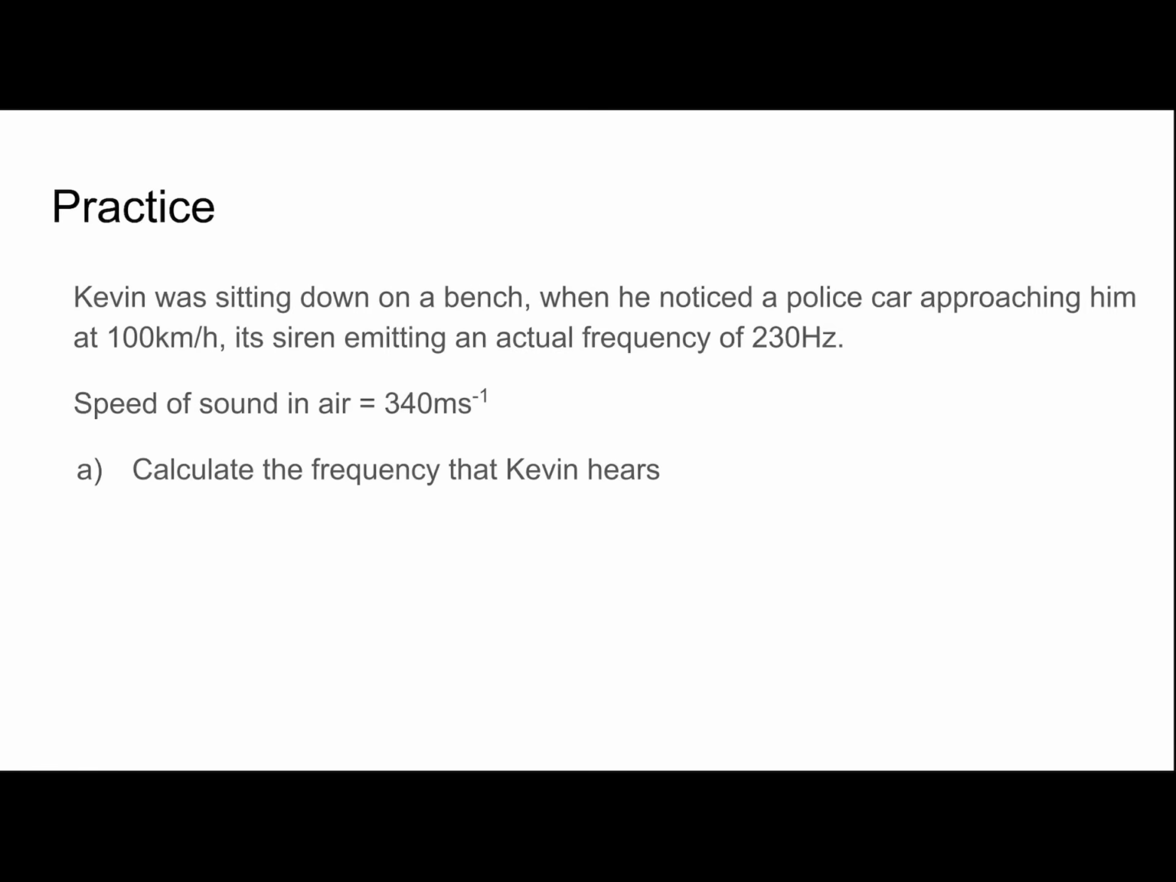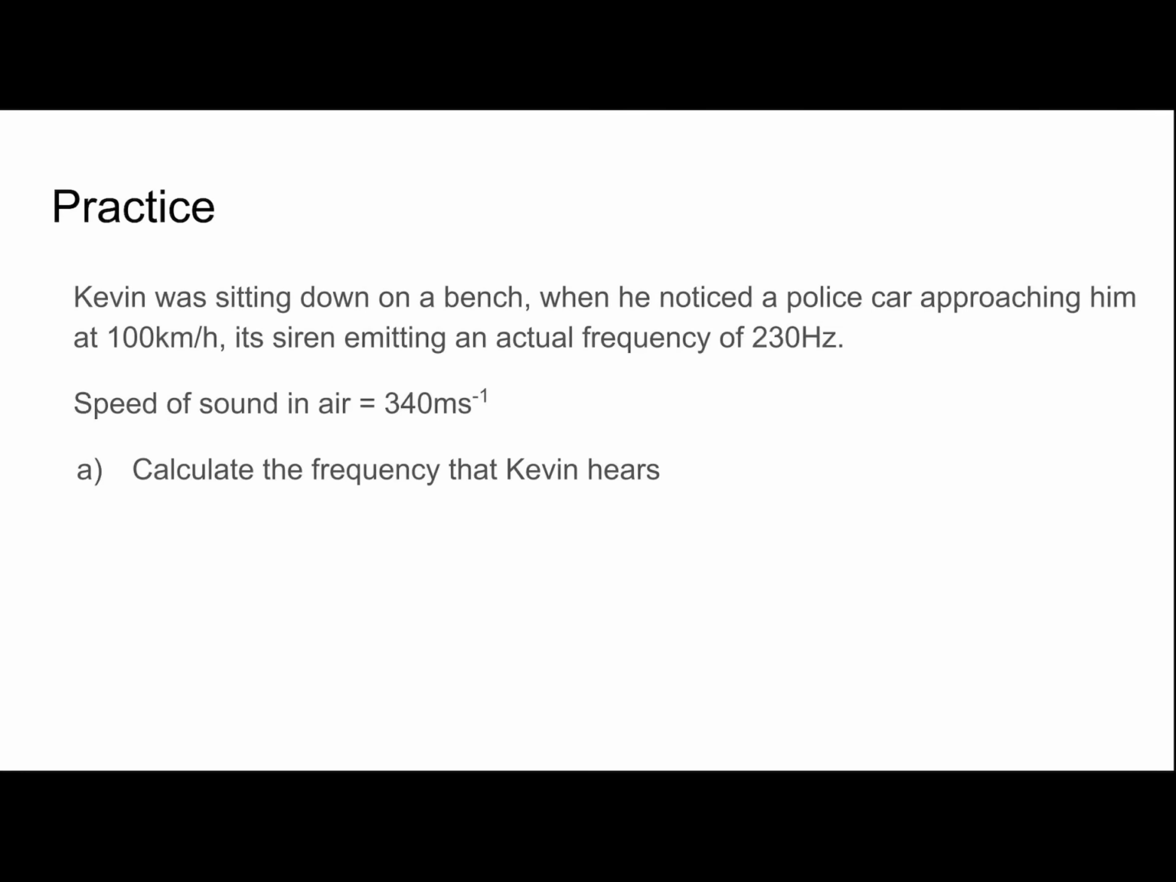Right, here's a practice question. Kevin was sitting down on a bench when he noticed a police car approaching him at 100 kilometers per hour. Its siren emits a natural frequency of 230 hertz. We're going to be using the speed of sound in air as 340 meters per second. In the exam, they might make you use it as 340 meters per second or 330 meters per second. I don't know, they sometimes change it around, okay? Question A, calculate the frequency that Kevin hears, so calculate the observed frequency. Just pause the video now and try this question for yourself, and when you're done, just continue watching.